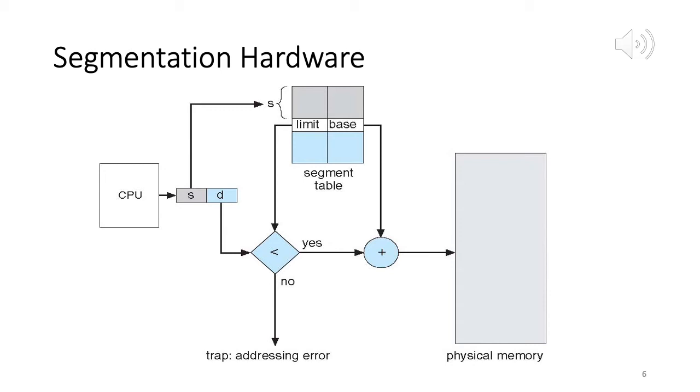So if the limit is 10 and your offset is 15, you want to access the 15th byte, that's not happening. Yes, so this is the size of the segment in bytes, or kilobytes, or MB.